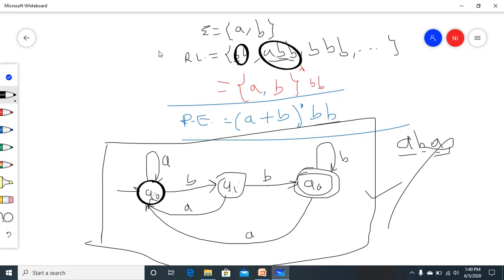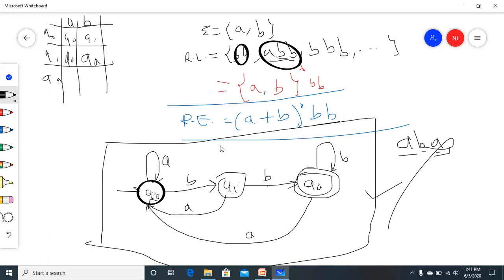Okay, so what about the transition table now? The transition table is simply in Q0, Q1 and QA. So these are the states, and these are the input alphabet A, B. We are in Q0 state and we read A, then we remain in Q0 only. We are in Q0 state, we read B, we move to Q1 state. We are in Q1 state, we read A, then we shift back to Q0 state. We are in Q1 state, we read B, we move to QA state. We are in QA state, we read A, then we move to Q0 state. We are in QA state, we read B, we remain in that state, QA.